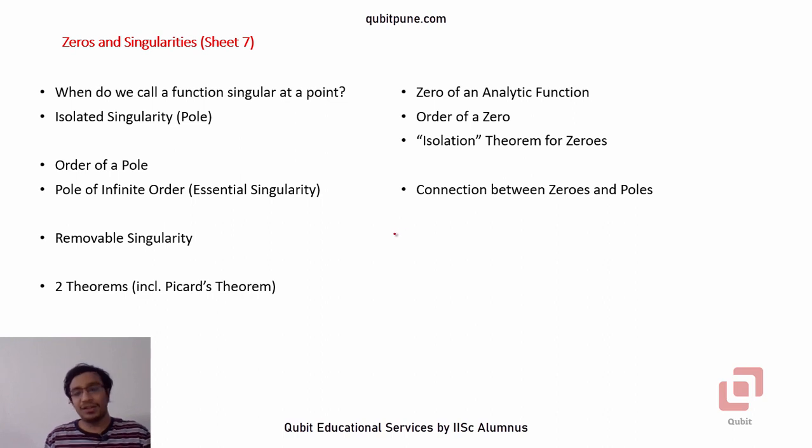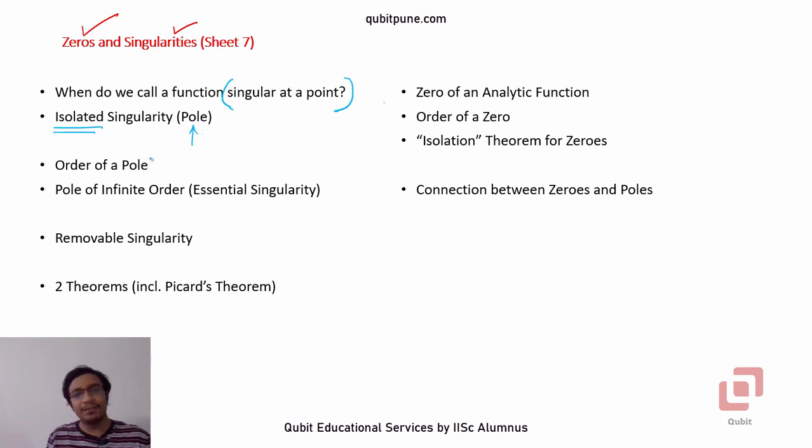Now we are going to start discussing the singularities and zeros of analytic functions. In particular, we will answer the following questions. First of all, we will of course define what a singularity is, or when we call a function singular at a point. Then we will talk about some peculiar types of singularities, including the isolated singularity, which is often called the pole. So isolated singularity refers to pole.